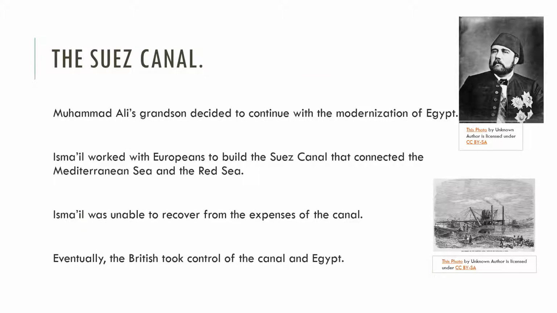Now, the Suez Canal. So Muhammad Ali's grandson decided to continue with the modernization of Egypt. Ismail, that gentleman's picture right there, worked with Europeans to build the Suez Canal that connected the Mediterranean Sea and the Red Sea. Now, the problem with this is Ismail is unable to recover from the expenses of the canal. You'll see the building of it down there, and because of this, eventually the British will take control of the canal and Egypt in general as well. So Egypt tried to modernize, to try to keep Europeans away, worked for a little bit, but unfortunately the British will take over Egypt in general.